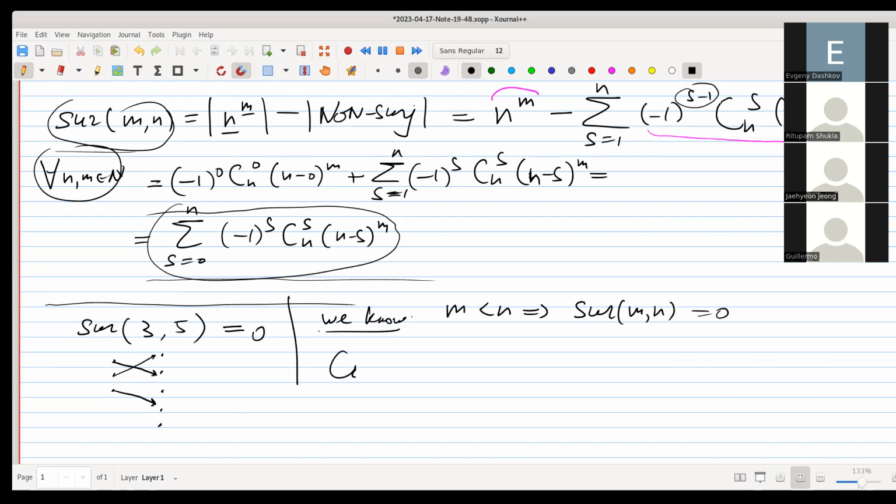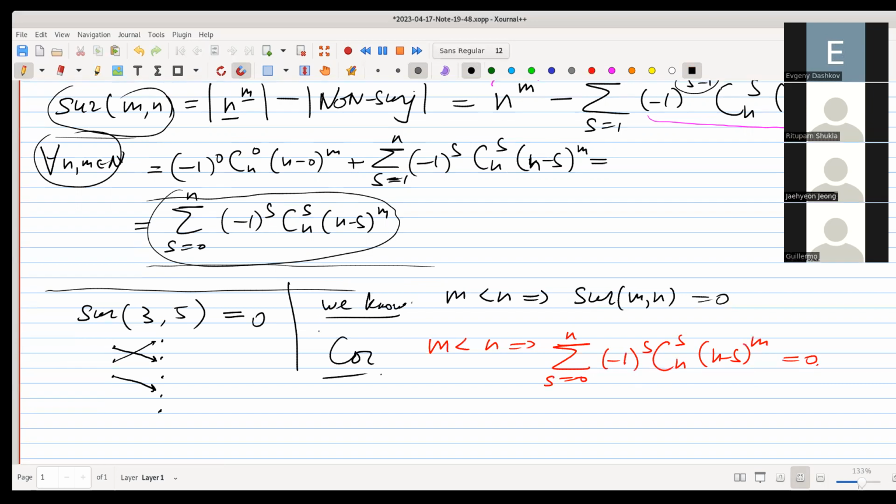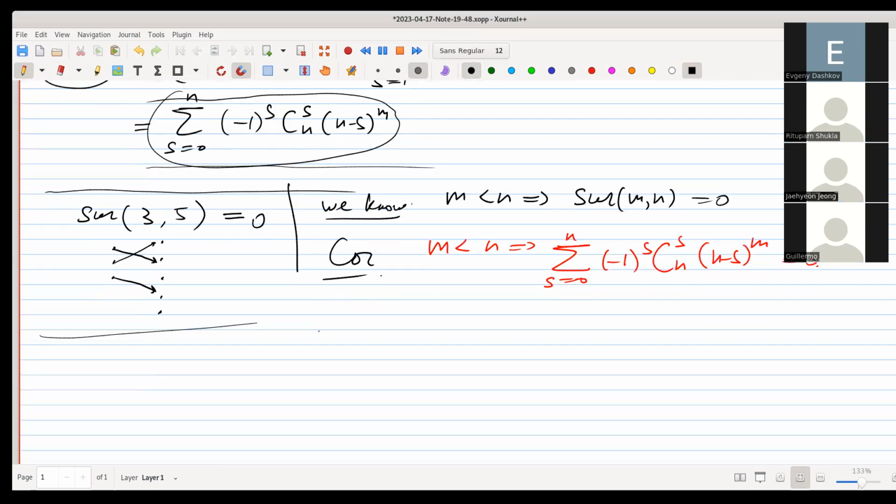So as a corollary, we may obtain an interesting purely arithmetical fact. If m is less than n, then this sum, whatever it is, equals 0. You can check it with a computer. This sum is 0. It is necessarily 0. And another corollary is about the case when n equals m.